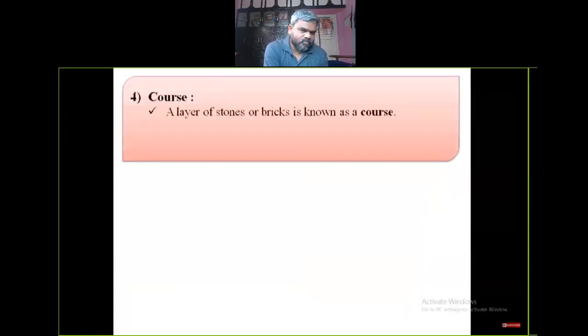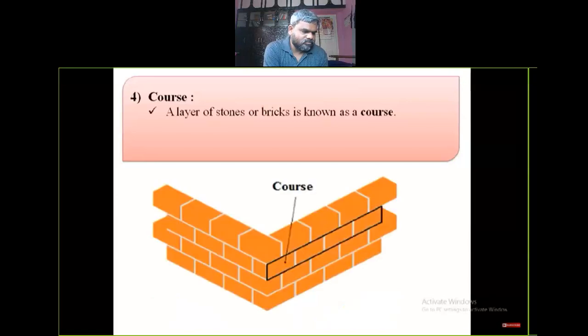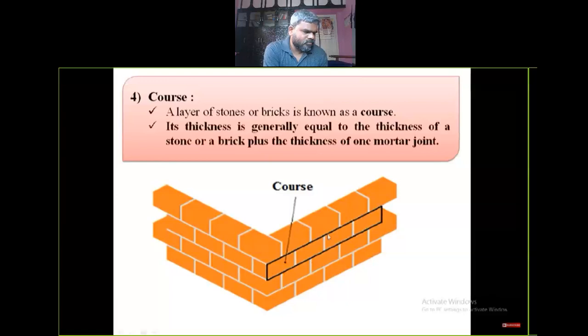Next up is course. A layer of stones or bricks is known as a course. So you can see here this is a layer of stone or bricks. This is the course. Its thickness is generally equal to the thickness of stone or brick plus the thickness of the mortar joint.